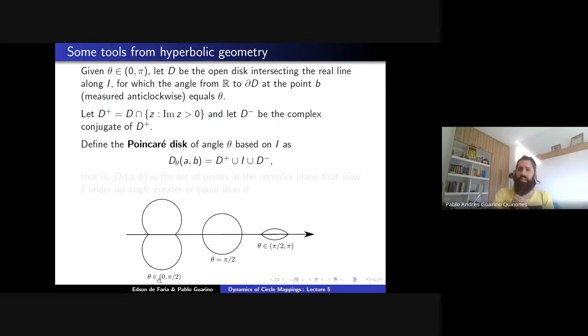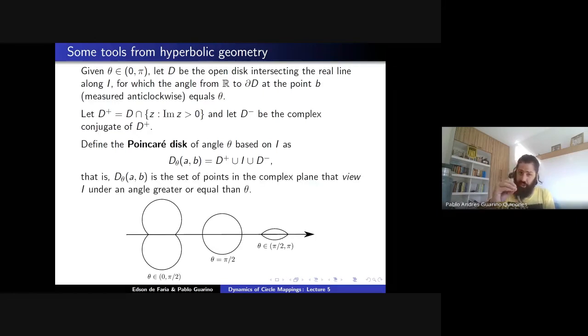Here you have three cases. When theta is between 0 and pi over 2, you have this huge domain. When theta is exactly pi over 2, your Poincaré disk is actually a Euclidean disk, the Euclidean disk of diameter I. And then, when theta is closer to pi, you have this little neighborhood. So in the middle right here, it looks like a Euclidean neighborhood, but when you go close to the boundary, either A or B, the boundary points of your interval I, this has to shrink. It is not at all looking like a Euclidean neighborhood.